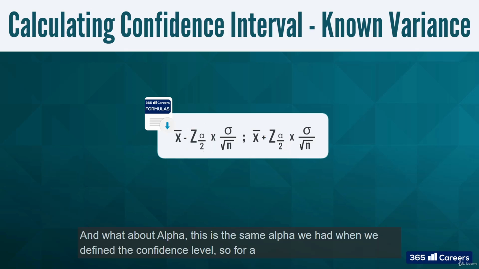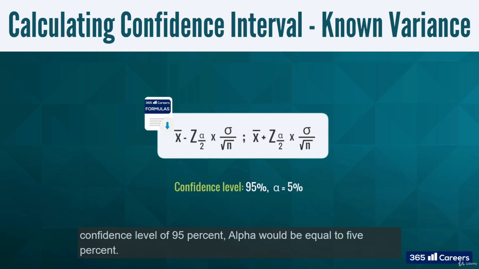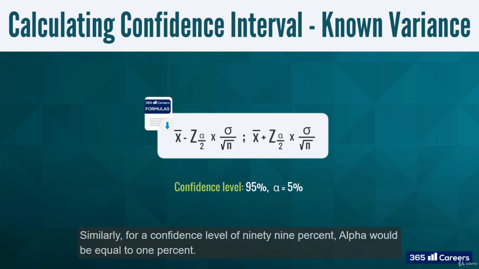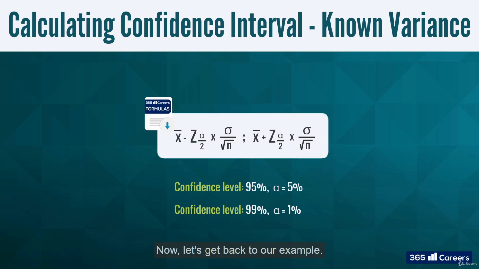And what about alpha? This is the same alpha we had when we defined the confidence level. So, for a confidence level of 95%, alpha would be equal to 5%. Similarly, for a confidence level of 99%, alpha would be equal to 1%. It all fits into place now.